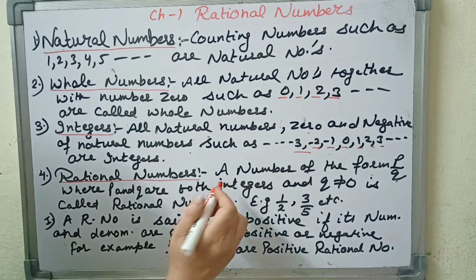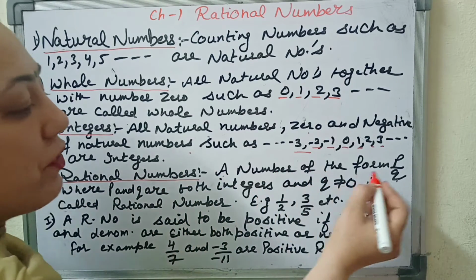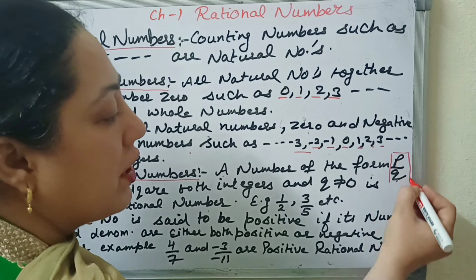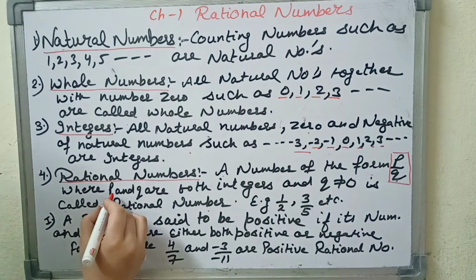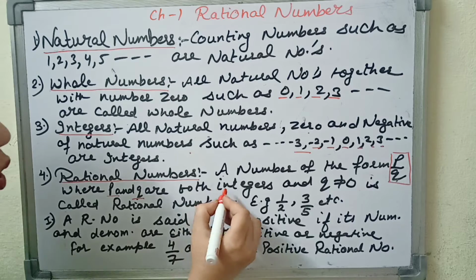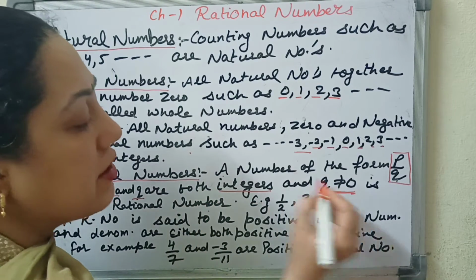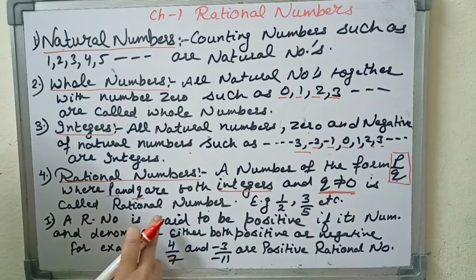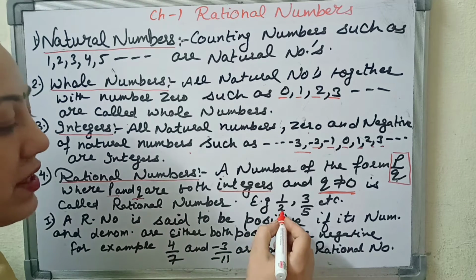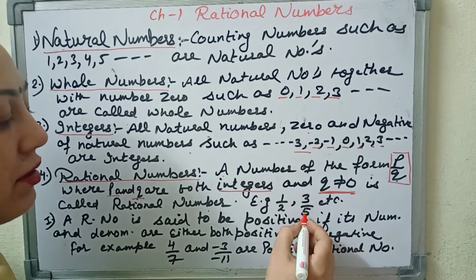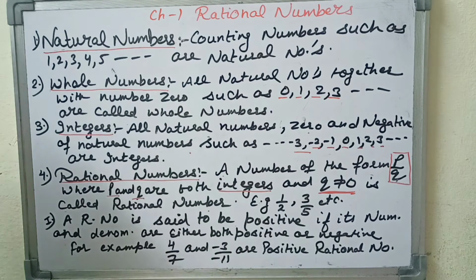Next is rational numbers. Very important definition. A number which is of the form P over Q, where P and Q are both integers and the denominator Q is not equal to 0, is called a rational number. For example, 1 over 2, 3 over 5, etc.